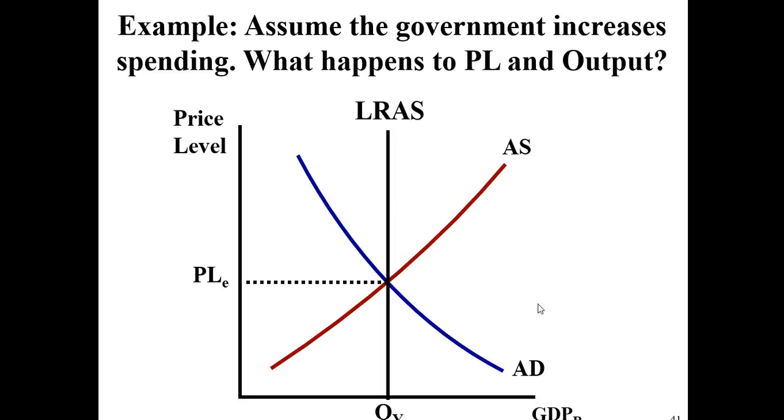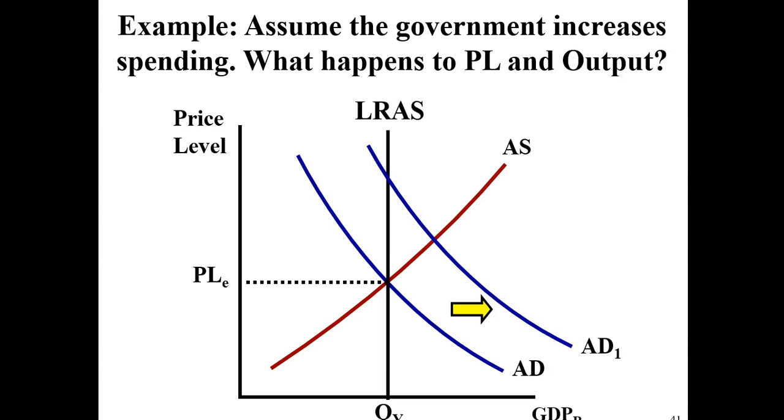So we can see the same concept in the model that we're looking at today, which is this aggregate demand and supply model. So assuming that the government increases spending, we can evaluate this model to see what happens to the price level and output. So here we've got long-run aggregate supply. This is full employment, so this is potential GDP. And we've got our aggregate demand curve and supply curve, and they intersect right here, and all is well in the economy.